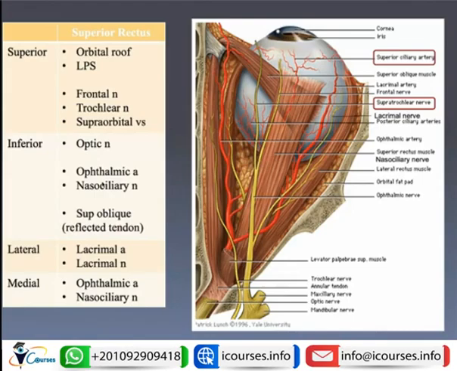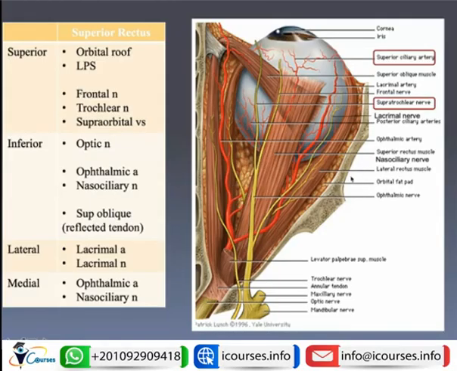Finally, we reach the final part of the lecture, which is the relations of the extraocular muscles. So what are the relations of the superior rectus? What is above superior rectus? As we said many times now, we have the orbital roof and levator palpebrae superioris, and above the levator palpebrae will be the frontal nerve, trochlear nerve, and supraorbital vessels, as you can see here, frontal, supratrochlear, and supraorbital. Below the superior rectus will be immediately the optic nerve and the ophthalmic artery and the superior oblique tendon. So the superior oblique tendon is reflected just below the superior rectus muscle.